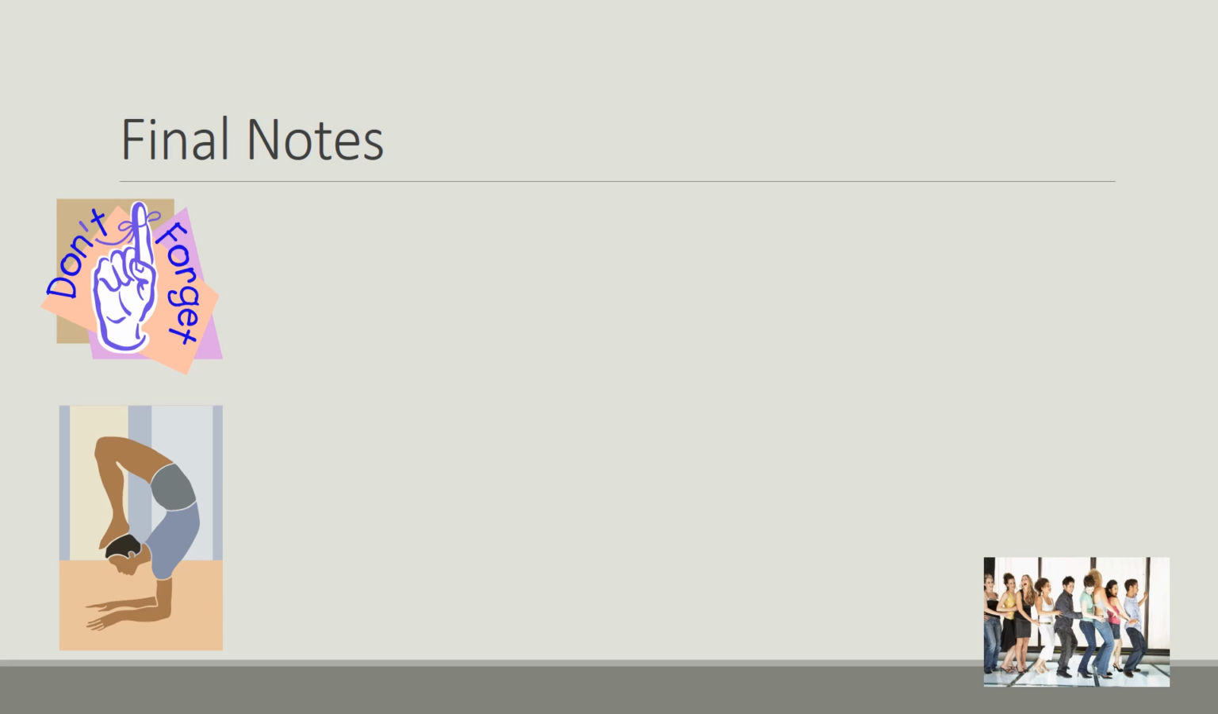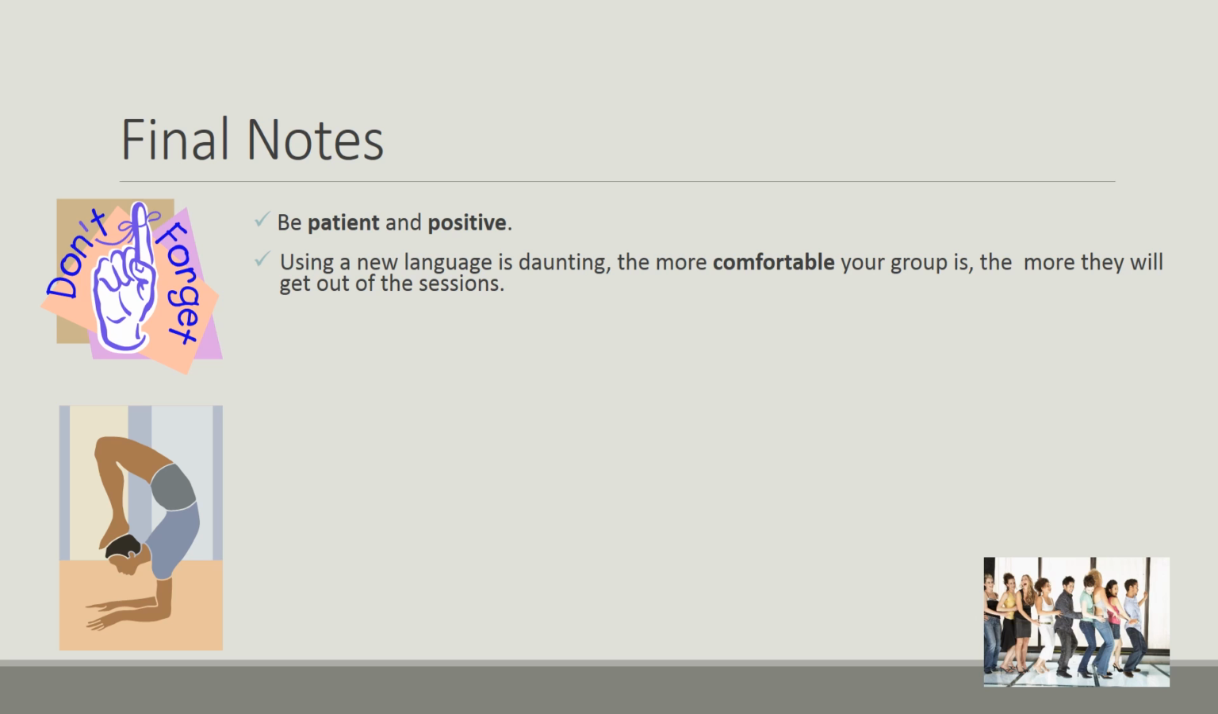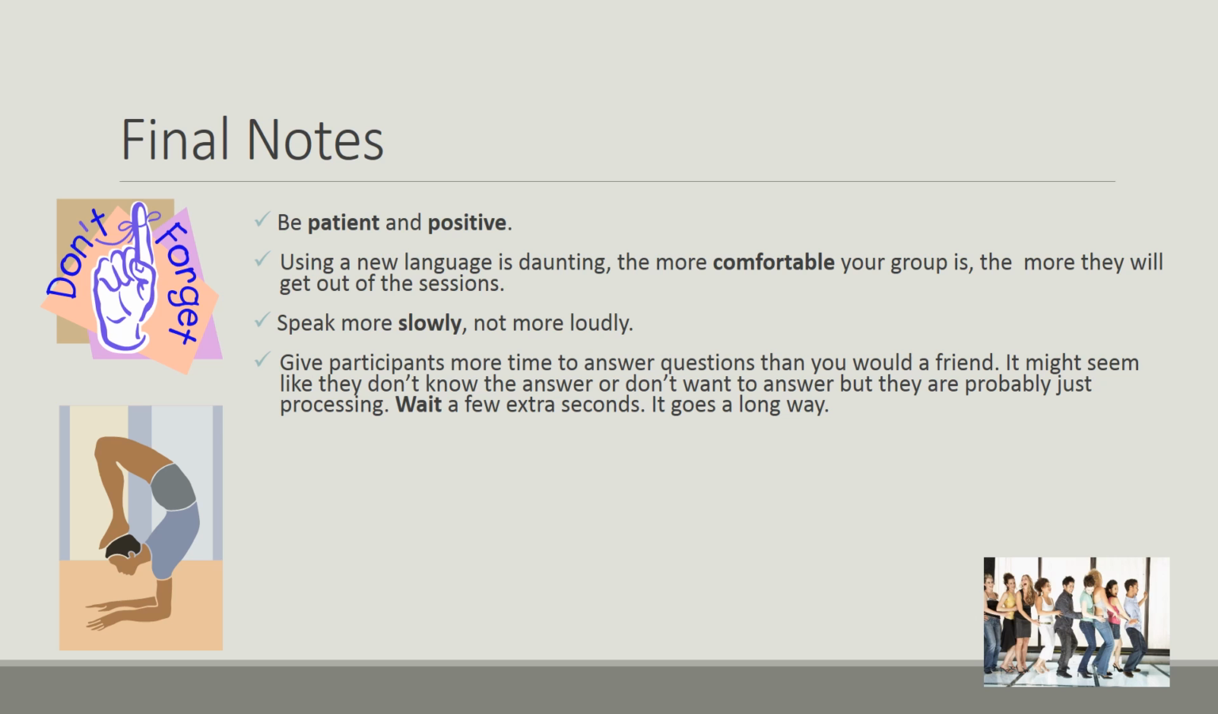Now that you have seen what the materials look like, here are some other general tips for facilitating conversation circles. Be patient and positive. Using a new language is daunting. The more comfortable your group is, the more they will get out of the sessions. Speak more slowly, not more loudly. Give participants more time to answer questions than you would a friend. It might seem like they don't know the answer or don't want to answer, but they are probably just processing. Wait a few extra seconds. It goes a long way.